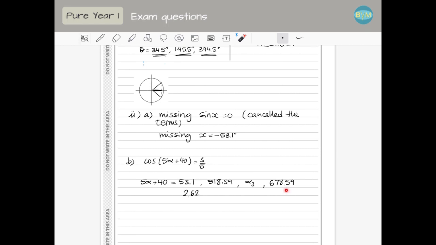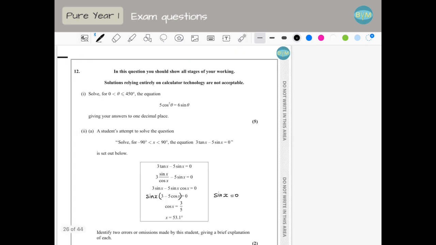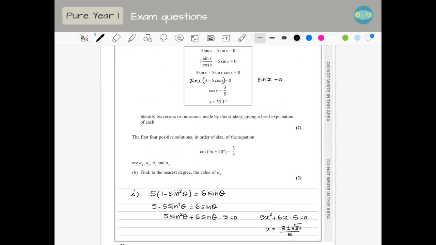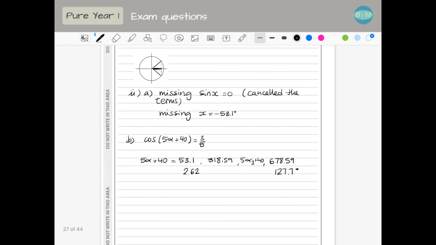So this would be 5 alpha 4 plus 40, if you want to write it properly. When I subtract 40 and divide by 5, I have 678.59 minus 40, divided by 5, and that angle is 127.7 to 1 decimal place. And that's what they ask: find to the nearest degree the value of alpha 4. So, to the nearest degree, alpha 4 is going to be 128 degrees. And that's all with this question.